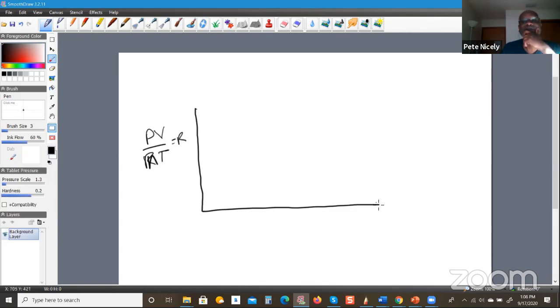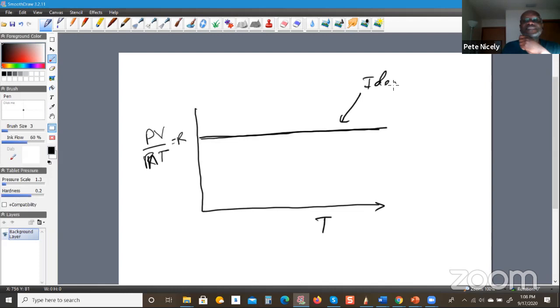And here we have the temperature plotted. Now, for an ideal gas, this would be the plot, right? Because we know that R is a constant, so therefore PV over nT is going to be one straight line like this. Doesn't matter what the temperature is, but this would be the plot for the ideal gas, all right?